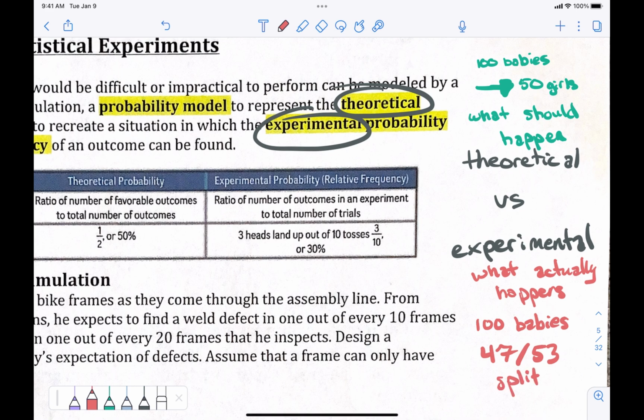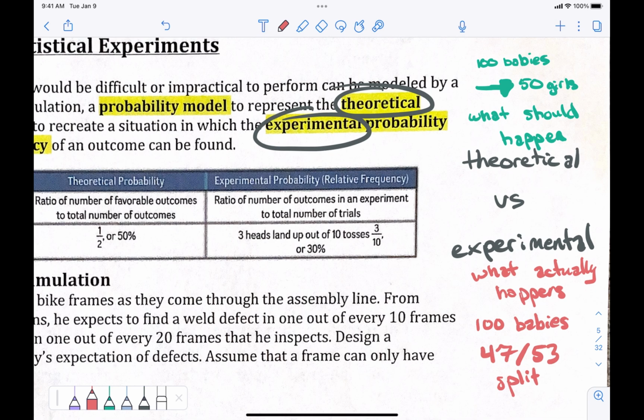So let's say I have 53 girls and 47 boys. Maybe we have that instead, right? That's not exactly what my theoretical probability should be. It should be 50-50, but we know that those are results that could take place, right? We could have a 47-53 split. That's not rare, right? That's not too out of the ordinary, right?